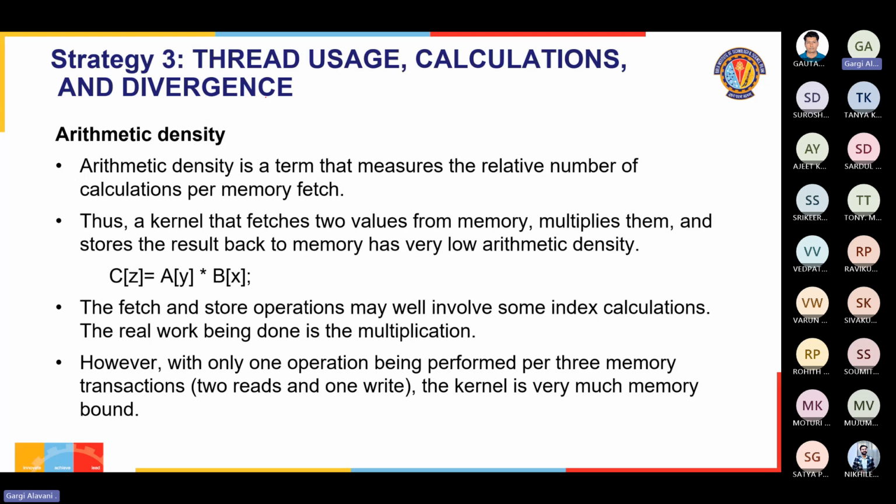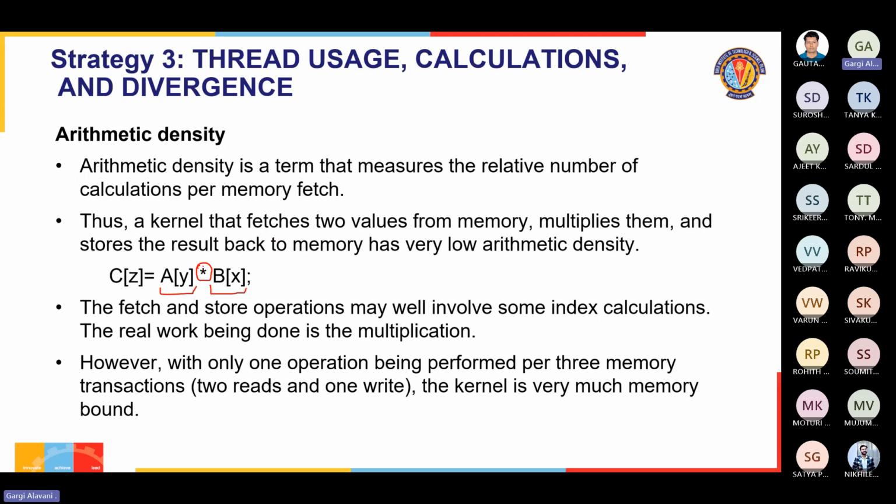What are the calculations with respect to thread usage and divergence? To start, we must consider what is the arithmetic density of your kernel code. What do you mean by arithmetic density? It is the measure of the number of calculations per memory fetch. So in this particular example, C of Z is equal to A of Y into B of X. So for one multiply, you are doing 2 fetches, right?